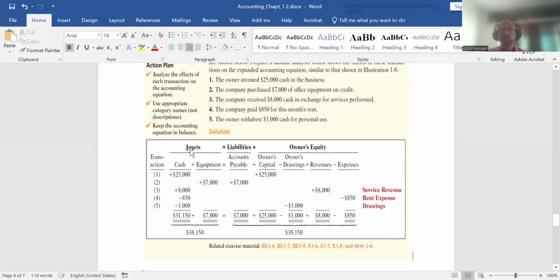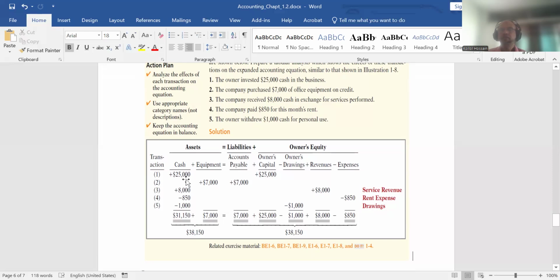So our main equation is assets equal to liabilities plus owner's equity. First one, the owner invested 25,000 cash in the business. What is happening here? Instead of bank, as in our previous discussion, now the owner is investing cash. So another asset, cash, is increased by 25,000 and owner's equity or capital will be increased by 25,000. So this is the first effect, cash increased 25,000 and owner's equity increased 25,000.